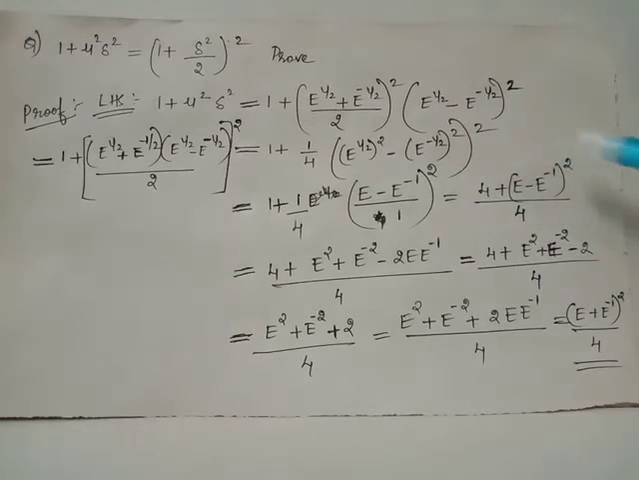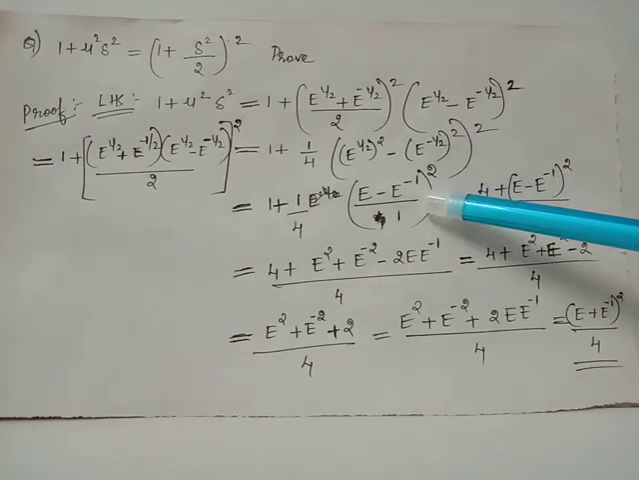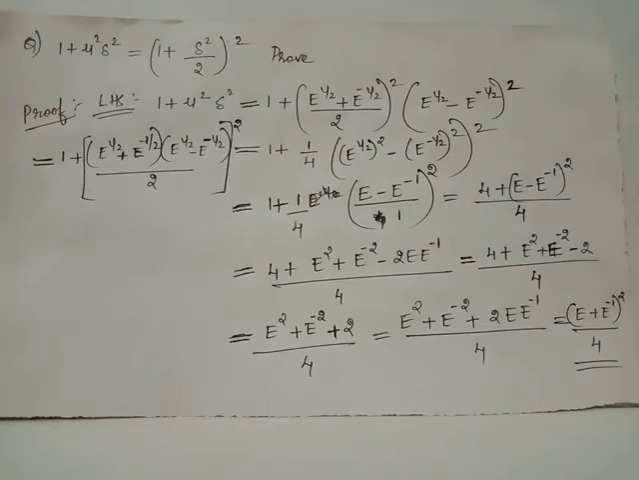Here (e^(1/2))² is e, and (e^(-1/2))² is e⁻¹. Thus this term becomes (e - e⁻¹)²/4. When you take the LCM here, you get (4 + (e - e⁻¹)²)/4.